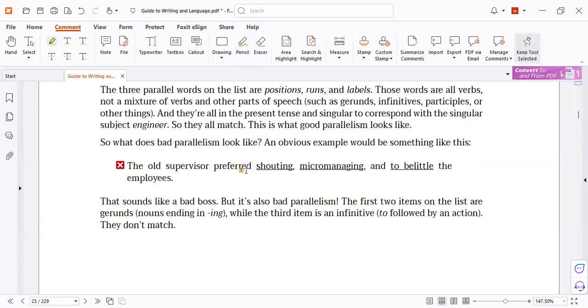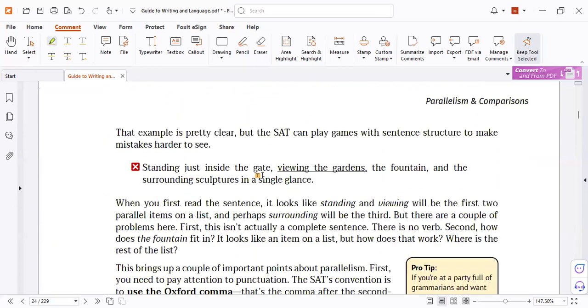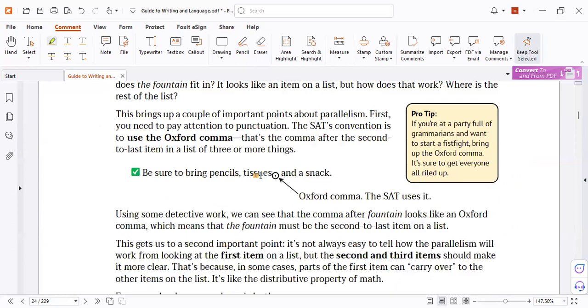But how about this part? Prefer the shouting, micromanaging, and two similar, but the last one not. Do you catch it? Yes. So that is brilliant. And of course, they must be the same. All of these notes you can review at home.